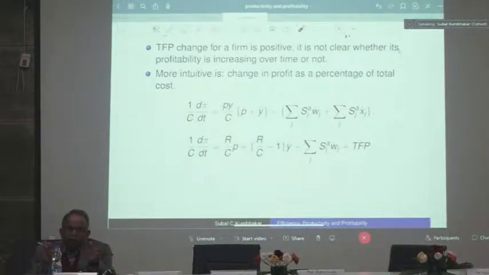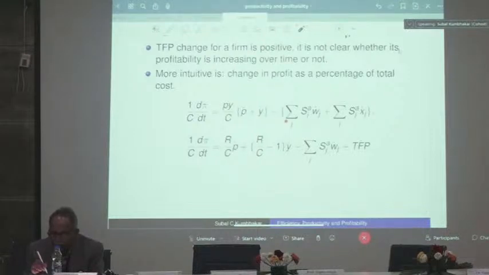So again, to measure what is happening to profitability, we define not profit percentage change in profit, but a change in profit as a percentage of total cost. Okay. So then again, you go through the same exercise. Okay, so pi is defined as py minus wx, and when you do the math in here, you will be able to get this part and this part.